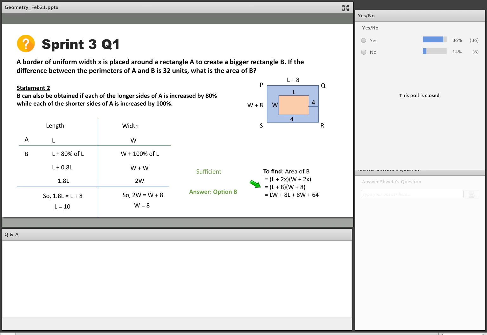I know that statement 2 is sufficient. I know that the correct answer for this is option B. It's sufficient alone. Now with this, we're done with sprint 1, question 1. Before moving on, in the short answer pod, tell me now that you know the solution, what was it that you had done wrong in the short answer?